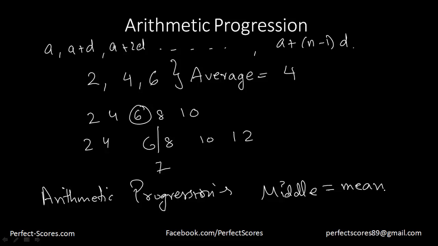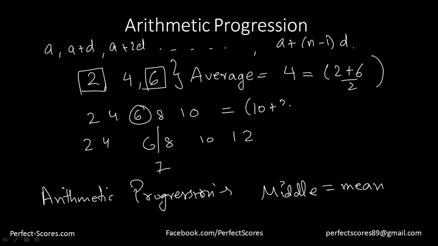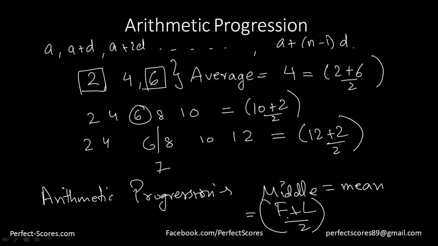No matter what happens. There's another way of finding the middle number: the first number plus the last number divided by 2. You can clearly see this is equal to 2 plus 6 divided by 2. The mean over here is 10 plus 2 divided by 2, and over here it is 12 plus 2 divided by 2. So another way of calculating the mean is the first number plus the last number divided by 2. This is what I want to generalize for arithmetic progression: the middle number is the mean, and the mean is also the first number plus the last number divided by 2.